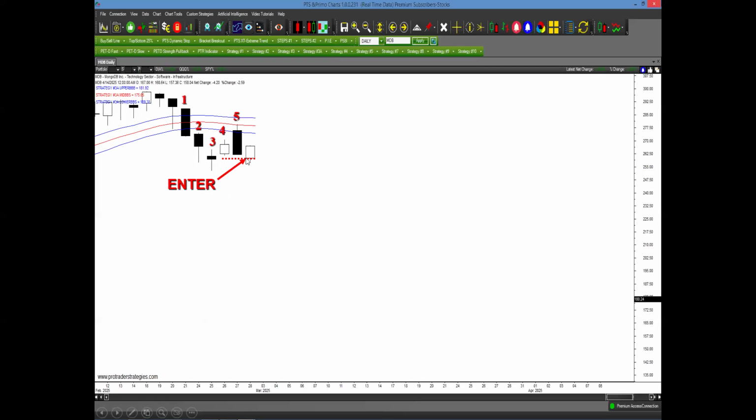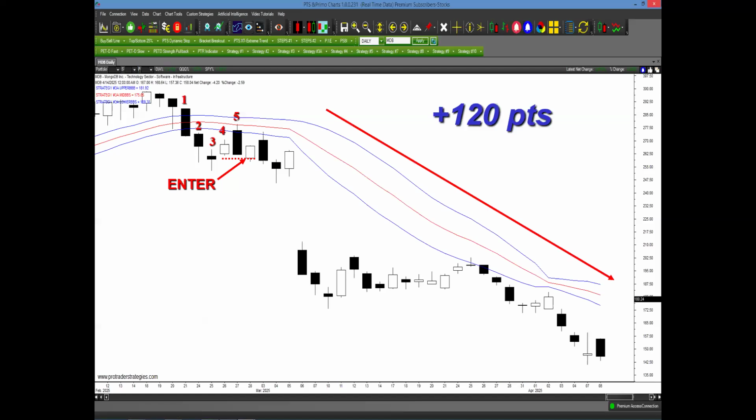Now, this is where students have trouble. They say, well, Steve, I sold and it closed up. That's okay. We're not concerned with the close. We're only concerned with where your entry point is. In the course, we teach you where to place your stop. In the course, we teach you different exit points. But as of right now, you're in this trade short. And that was a wise choice because look what happened.